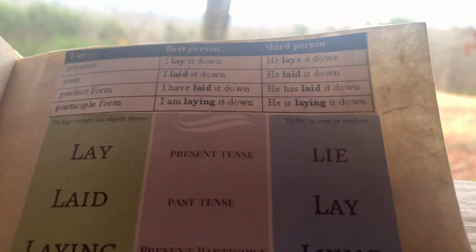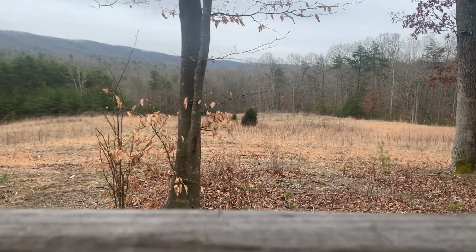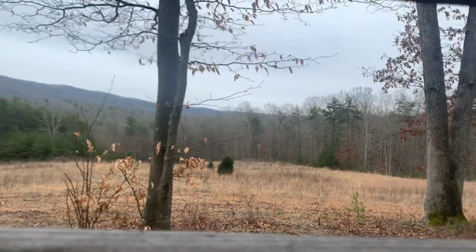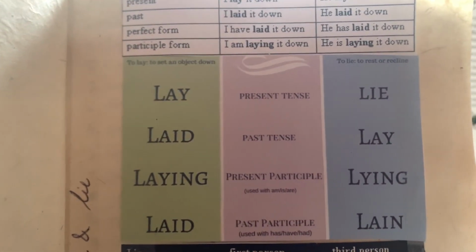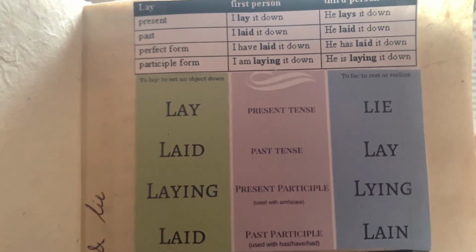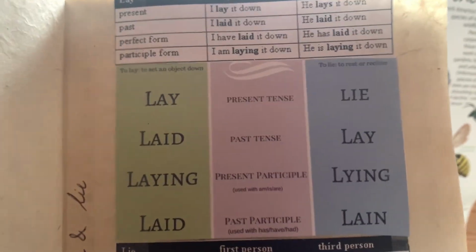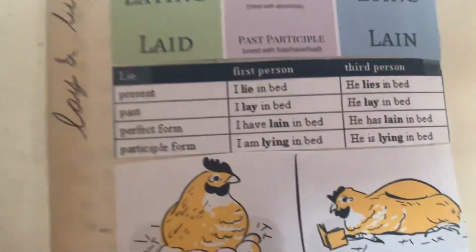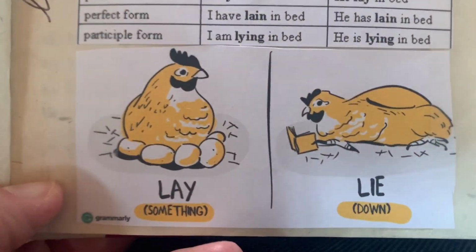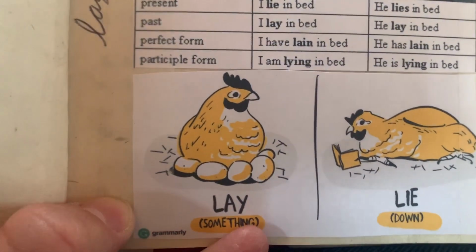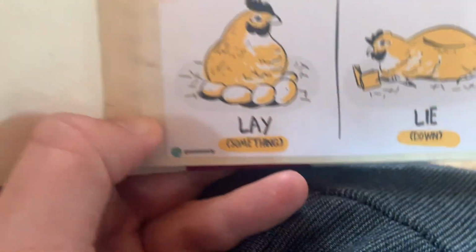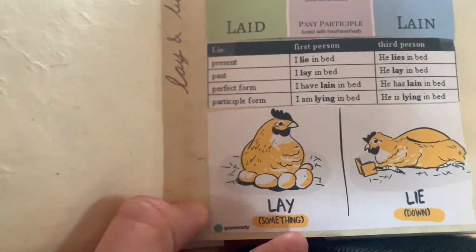Okay, so this is the difference between lay and lie. These are things that I've just kind of not used in my writing because I don't usually want to think about which is correct and which is incorrect. Lay means to set an object down, to lay. To lie is to rest or recline. I think this image here did a really good job depicting that. As you see, this hen is laying some eggs, or she has laid some eggs, or she lay eggs.